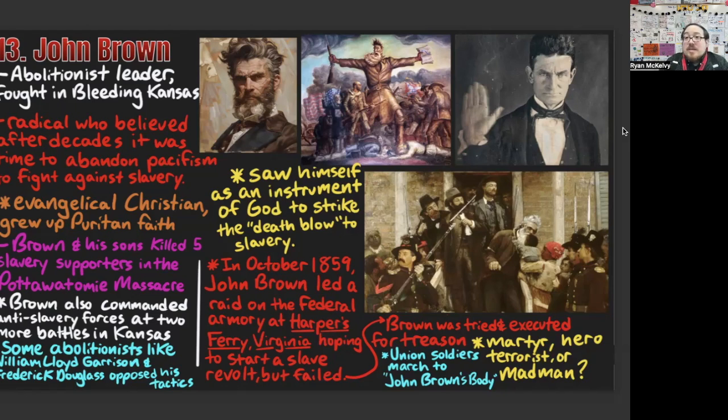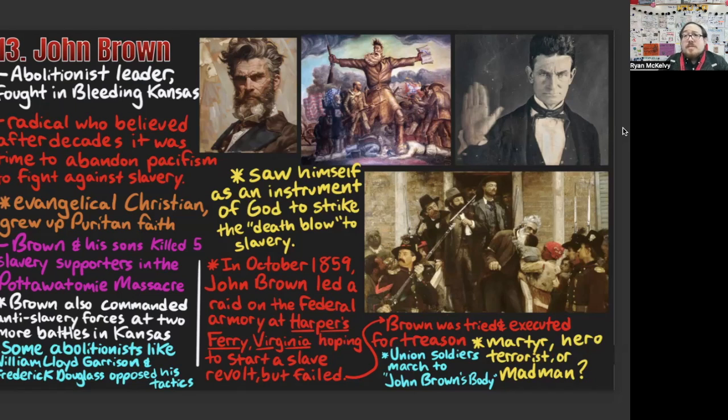People like William Lloyd Garrison and Frederick Douglass did not like his tactics. They thought he was too radical and too out there. And he really will go above and beyond. In October 1859, just a little before the start of the war, he will lead a raid on Harper's Ferry, Virginia, to attack an armory there.